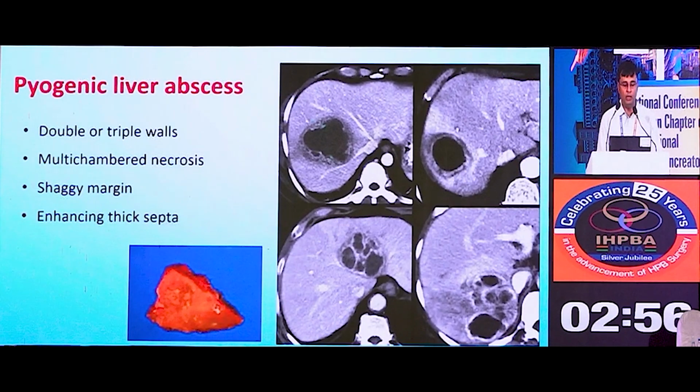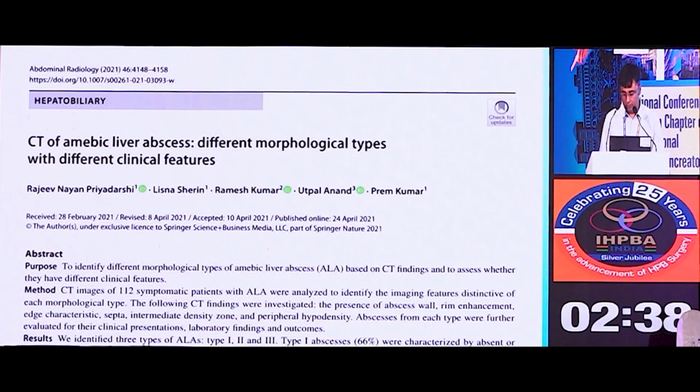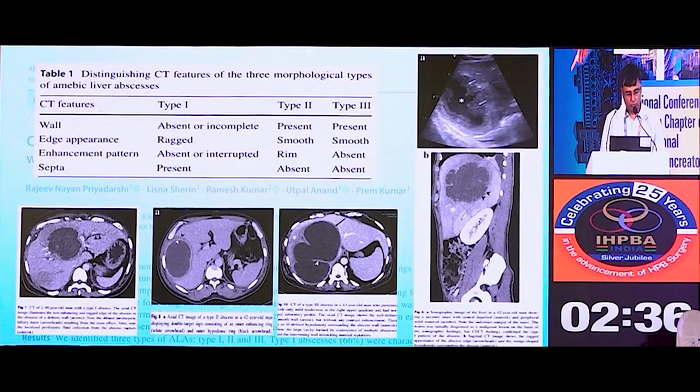A pyogenic liver abscess is relatively easier to diagnose, especially in patients having clinical features. On imaging, you will get a double or triple wall with multi-chambered necrosis, presence of shaggy margins with enhancing thick septa. Now, this was a paper about amoebic liver abscess from our institute. Generally in amoebic abscess, we get a subcapsular single lesion with ragged edges and many times rim enhancement along with occasional septa.